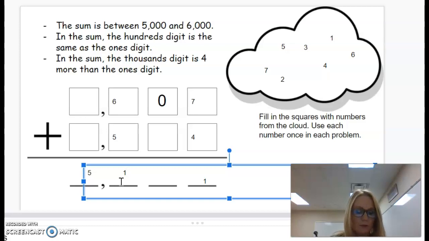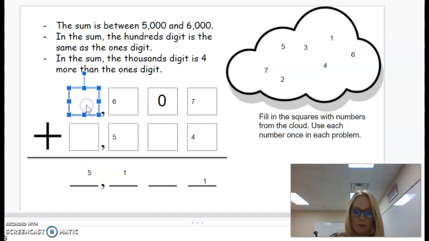And a 1 that is regrouped to the thousands. If the sum of the thousands place is 5 and we have already regrouped a 1, what two numbers do we need to make 5? The 3 and the 1. So we need to put a 3 here and a 1 here. Now that only leaves us with the 2 left. So let's put our 2 right there.